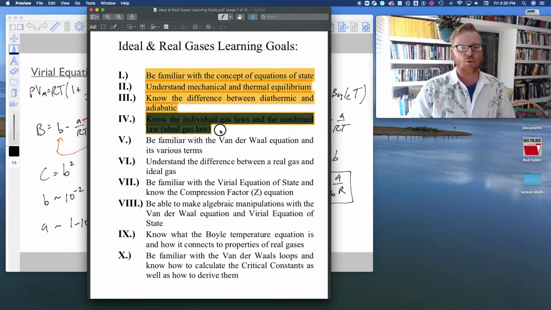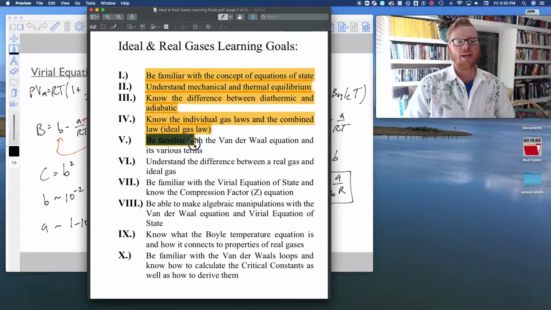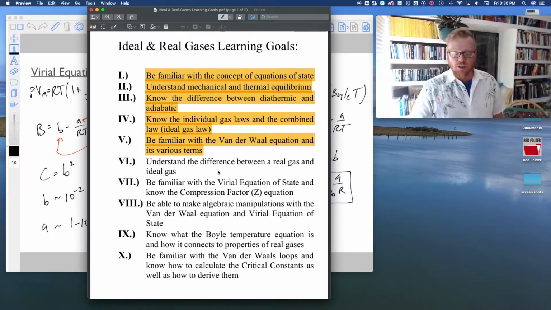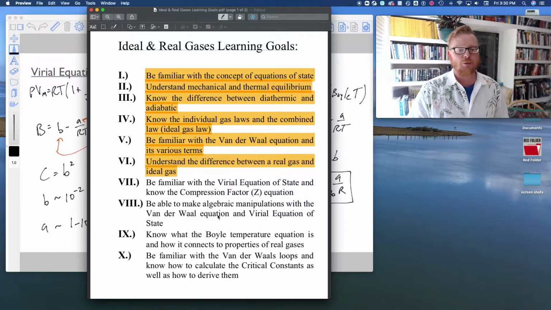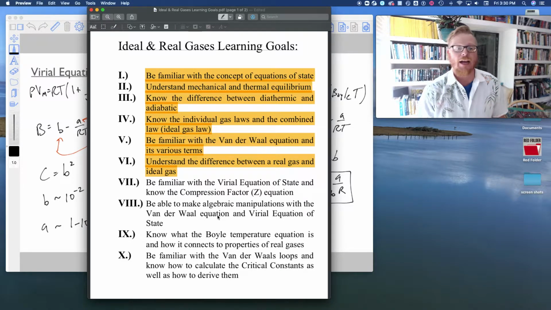So know the individual gas laws and the combined gas law. Hopefully you still remember that from the Chem 109 days. So be familiar with the van der Waals equation and its various terms. It's kind of a big equation, so I don't expect you to memorize it, though it's very similar to the ideal gas equation. So understand the difference between a real gas and an ideal gas. Very briefly, real gases interact and have volume. Ideal gases do not.